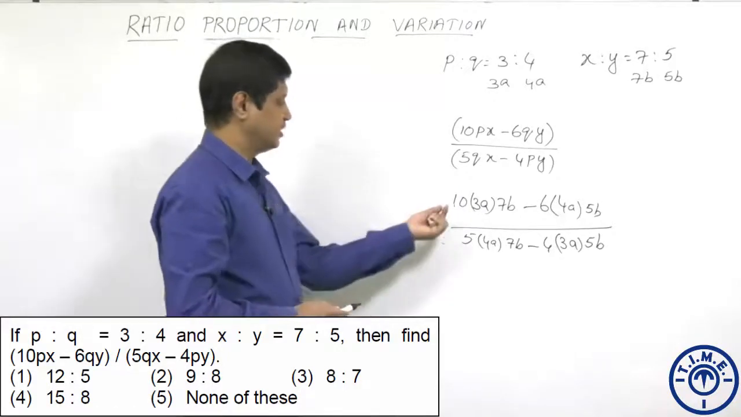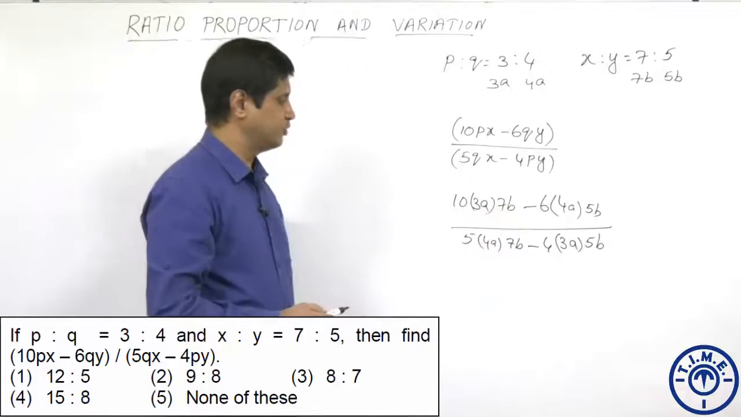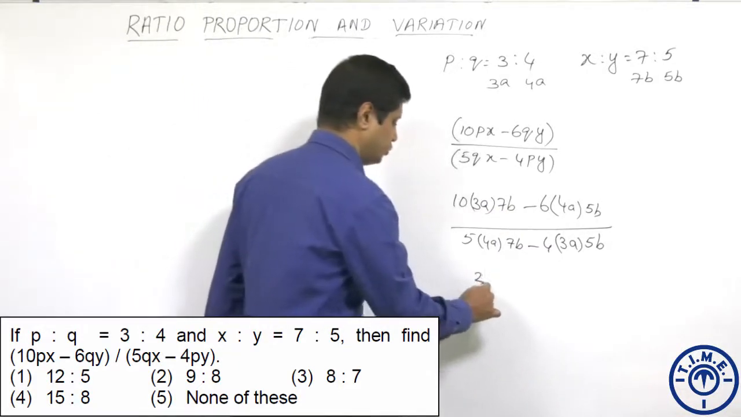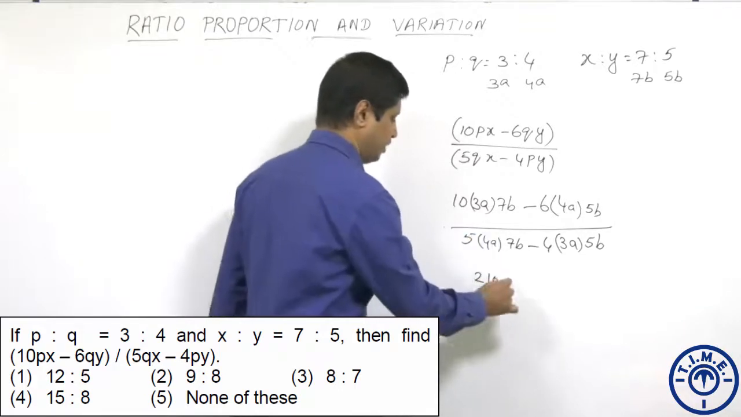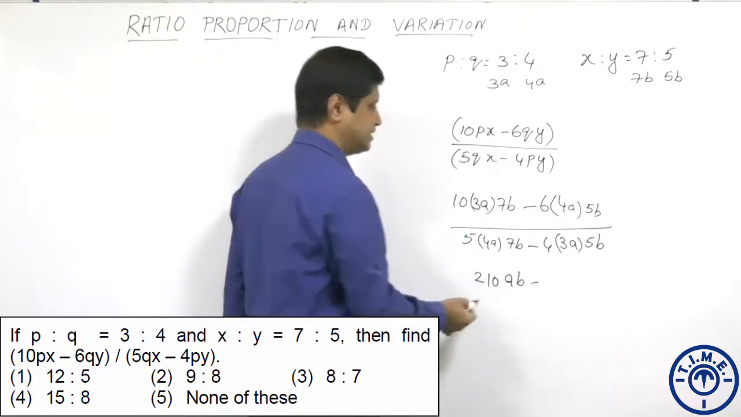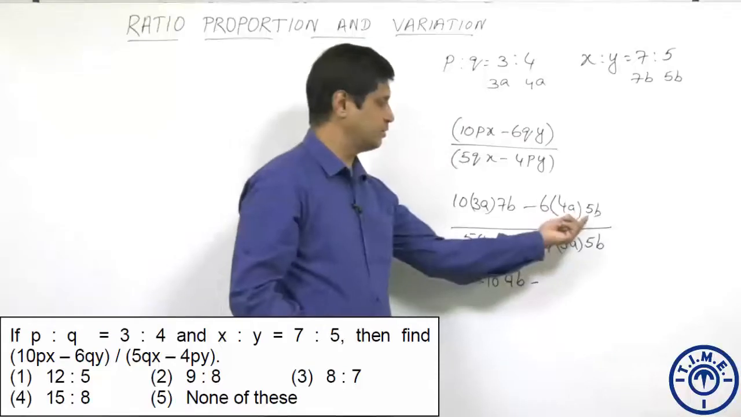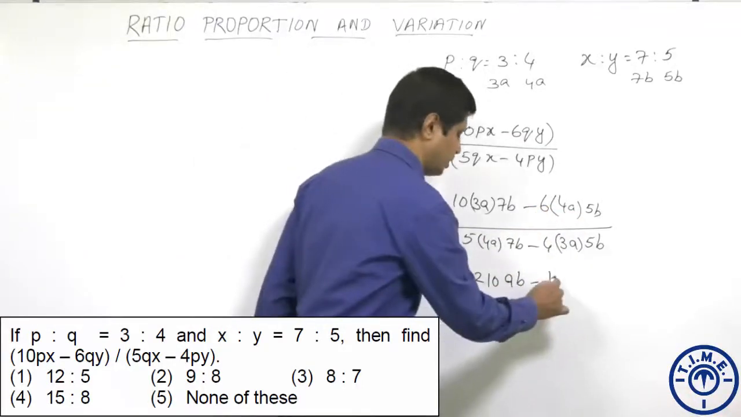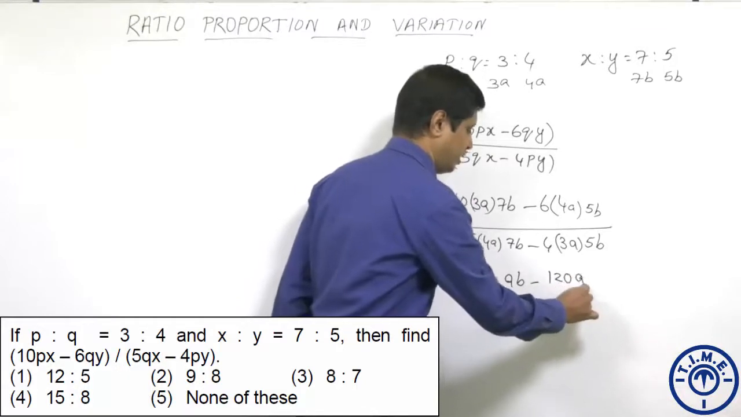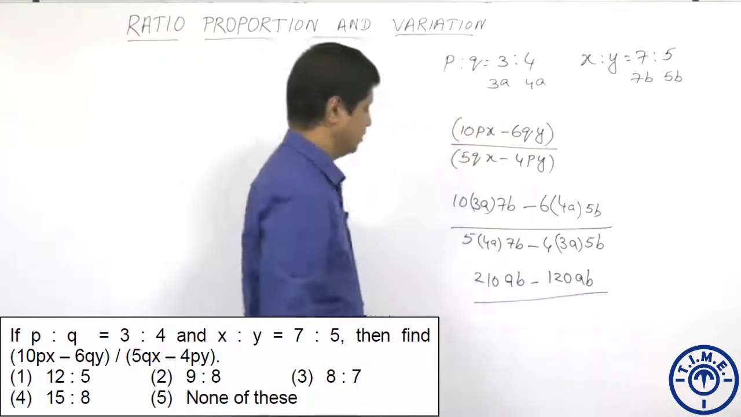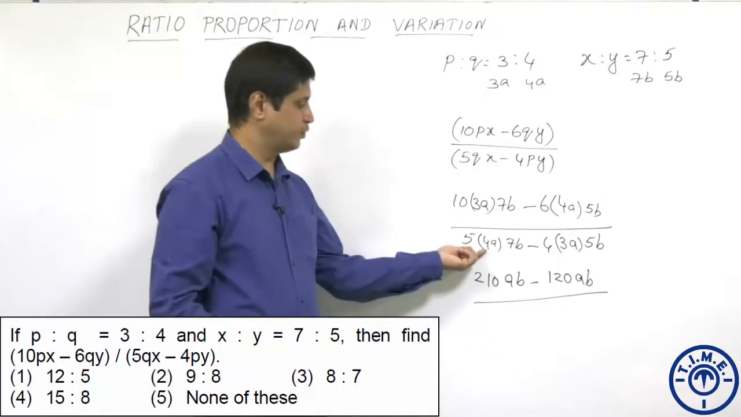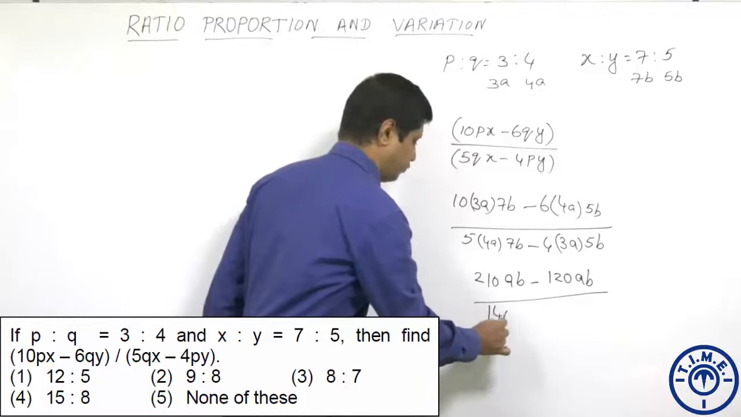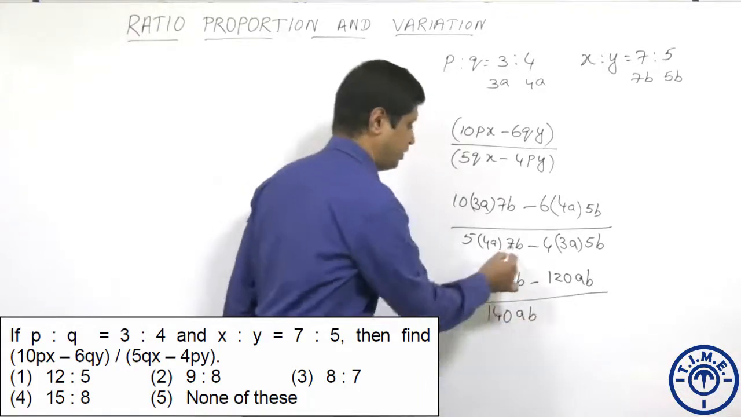Now what is the result? 3 into 7, it is 21. 21 into 10, it is 210 AB. Minus, now what is the product of these numbers? 5 into 4, it is 20. 20 into 6, 120 AB, by. Now the denominator side, 5 into 4, 20, 20 into 7, it is 140 AB.